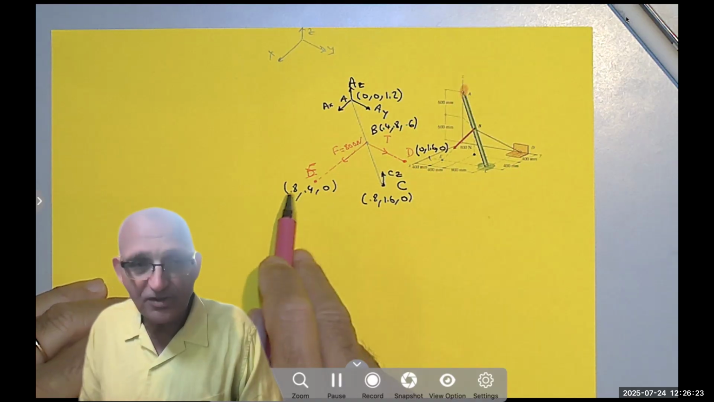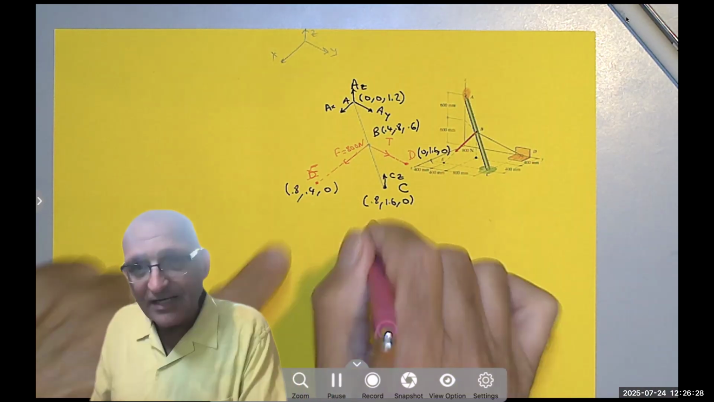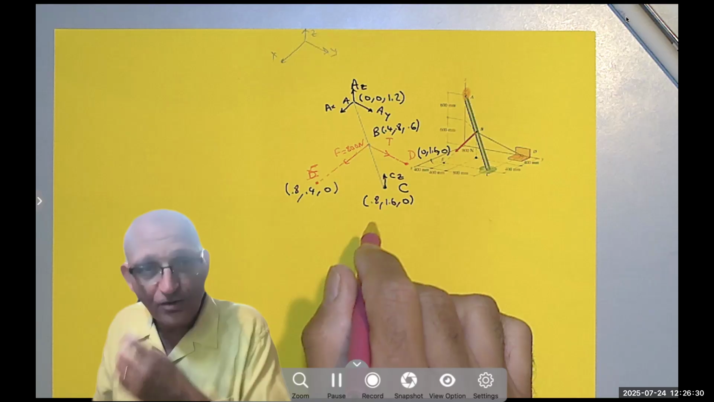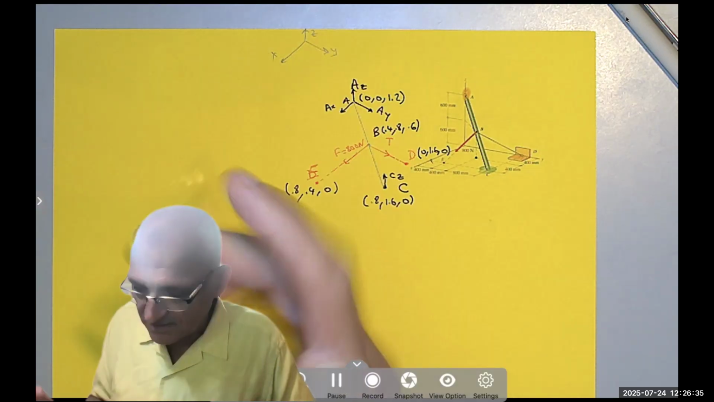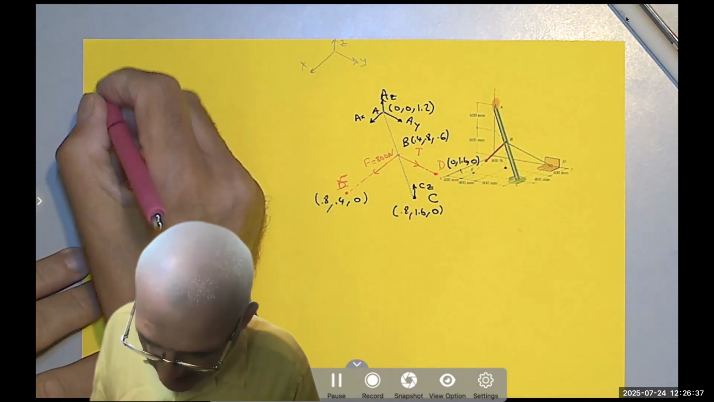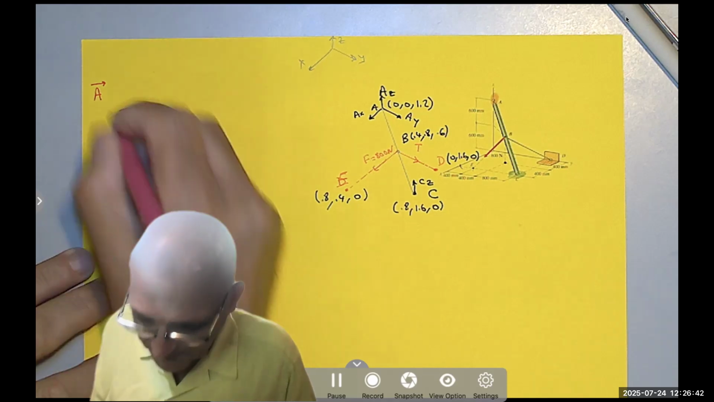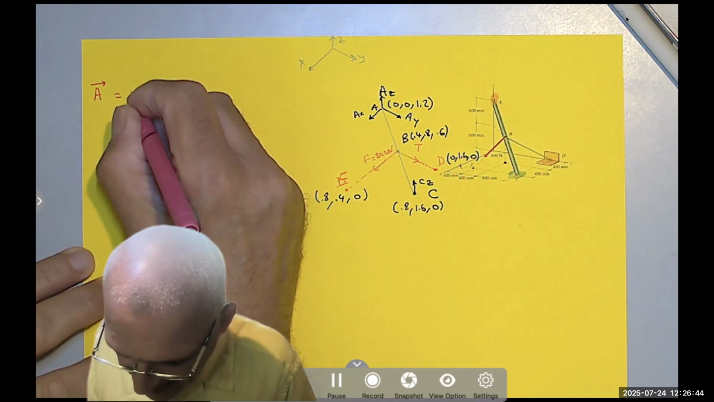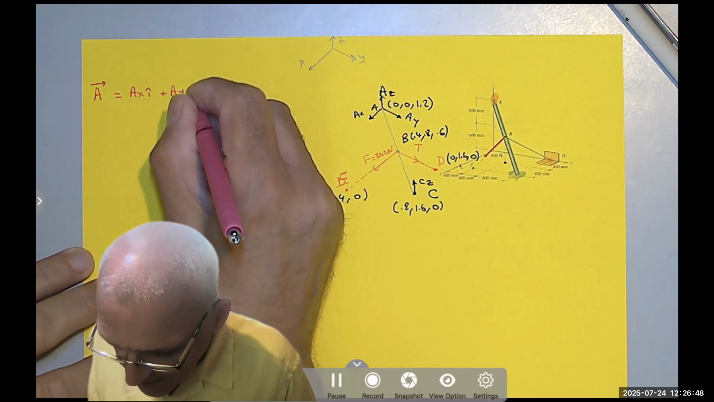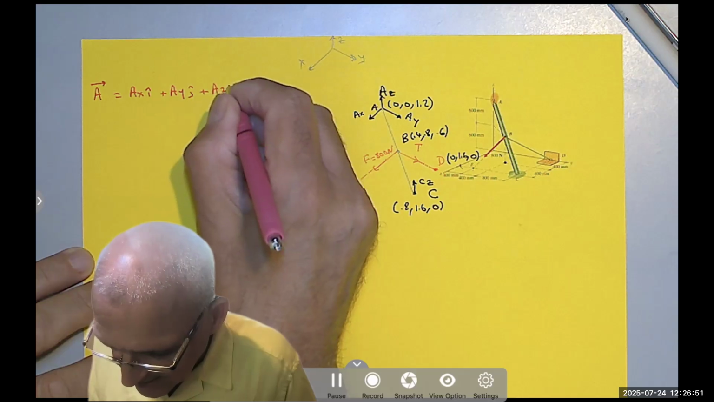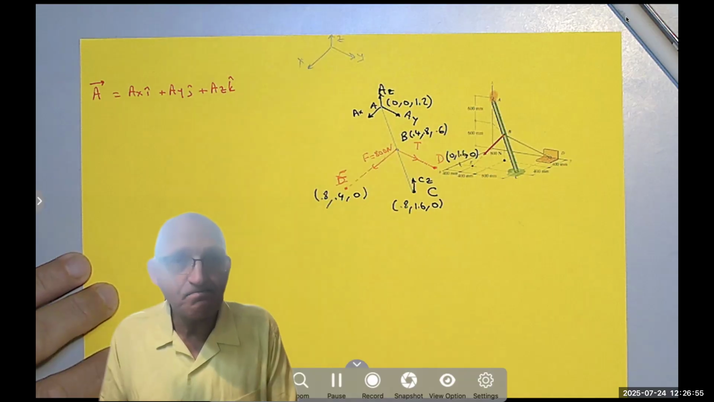I simply wrote 0.8, 0.4. So it's up to you. I prefer to write the dimensions in this form and the forces with ijk, but it's a matter of preference. So I would say A, because it's a vector, so I'm going to use that. I'm going to say it's AX i plus AY j plus AZ k, right? That's the reaction at A.